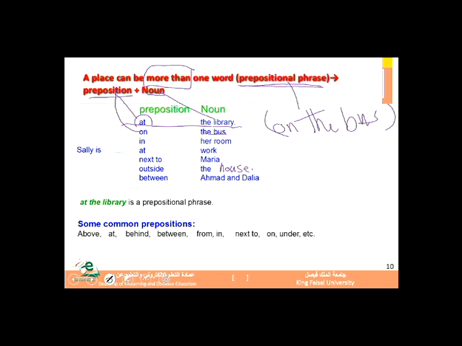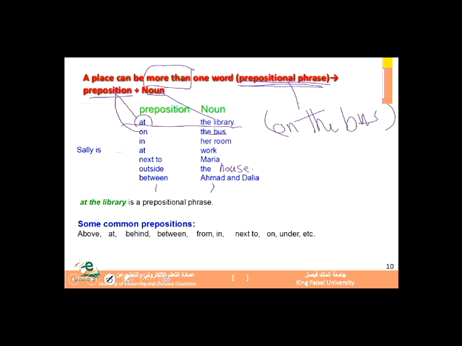No problem. So Sally is outside the house. Sally is outside, which is a preposition. The house is a noun. Sally is between Ahmed and Nadia. Preposition, noun. So when you have a preposition followed by a noun, you call it a prepositional phrase, which is mainly a preposition followed by a noun.